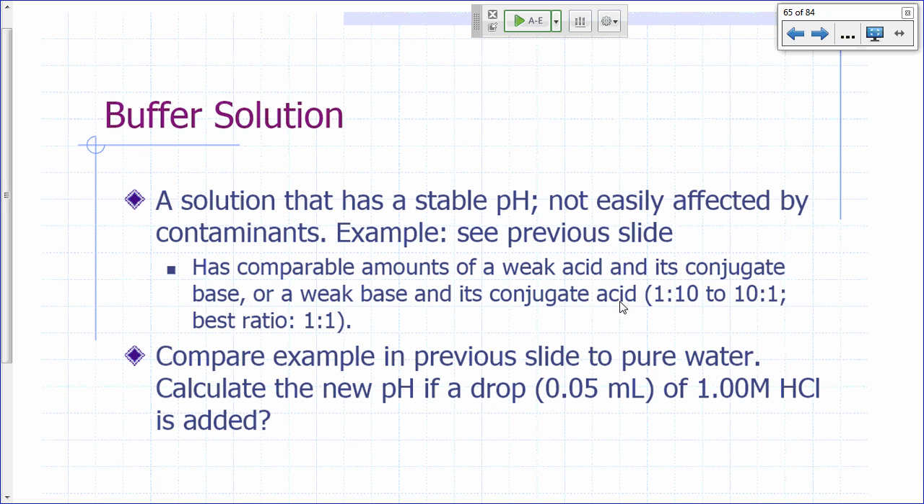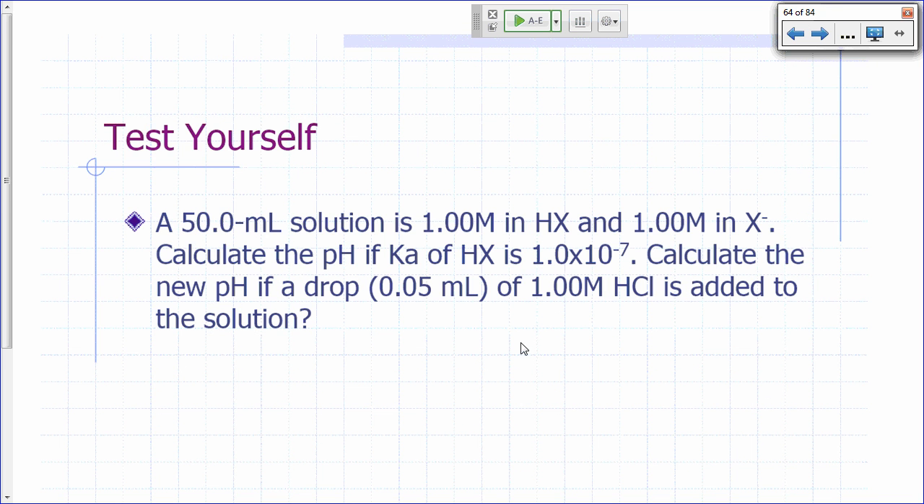Okay, so last time we started talking about buffers, and we actually had an example. We said that a buffer is a solution that has a stable pH. In the previous slide, let me go back to that slide, we had a mixture that was 1 molar in HX and 1 molar in its conjugate base. We found that even if we contaminated it with HCl, the pH hardly changed. The original pH was 7, and it was still more or less 7 after we contaminated it with the HCl.